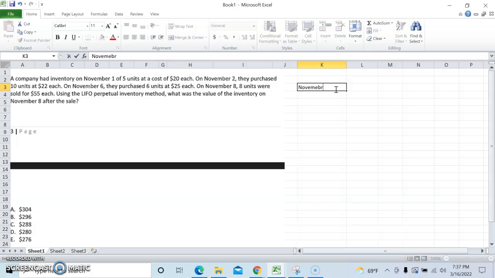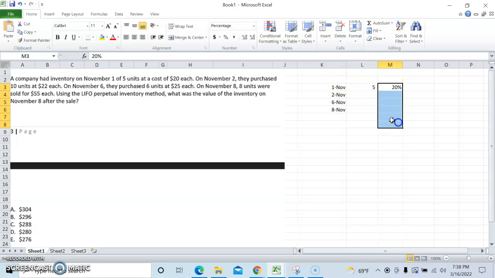So we got November 1st, November 2nd, November 6th, and November 8th. Okay, so we don't want November 8th because that's the sold amount. We don't want to worry about that just yet, but let me just put it in here anyway. Now we've got 5 units at $20.